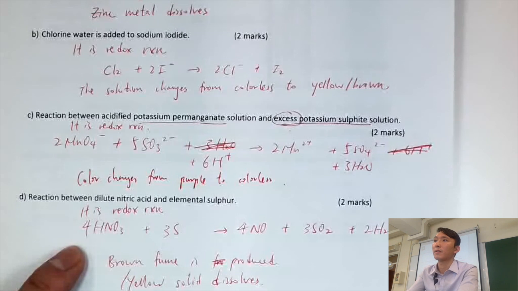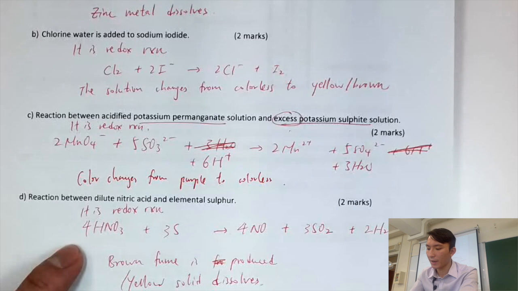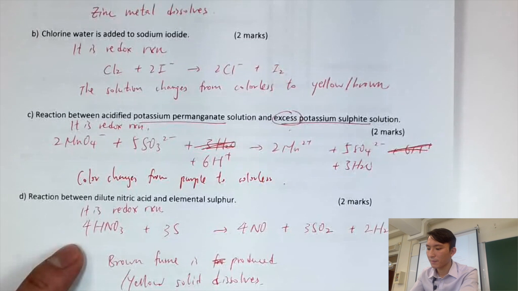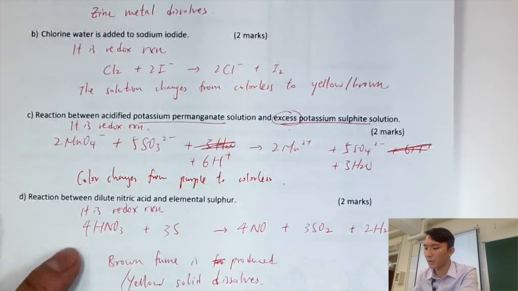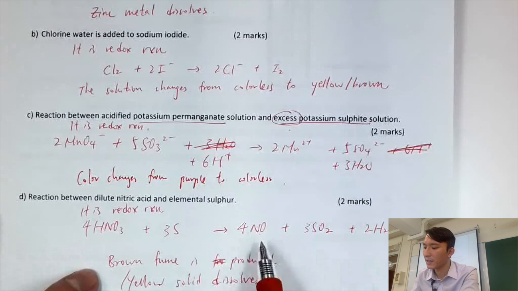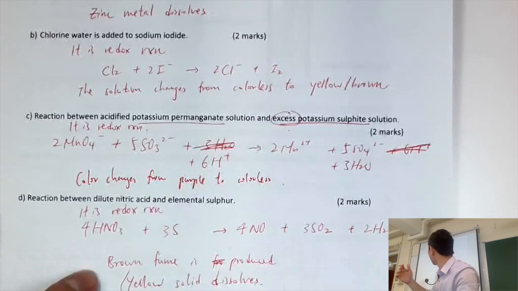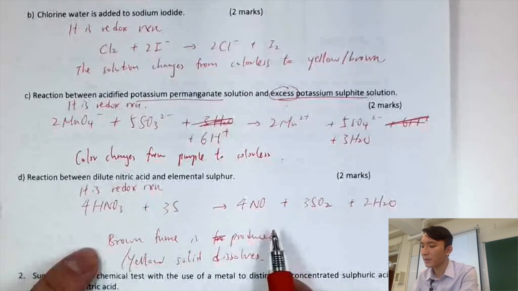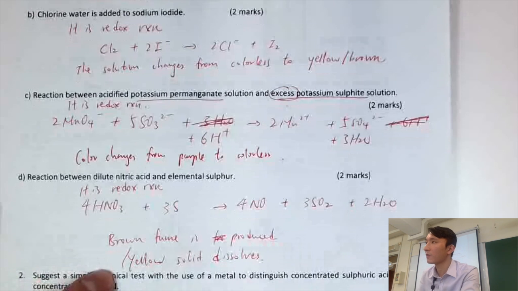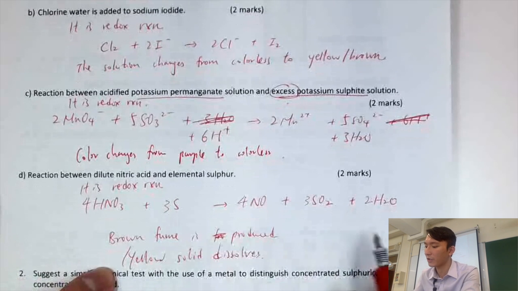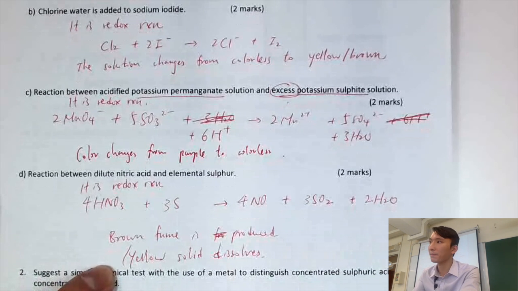I said only conc. I mean, did I say no reaction with dilute nitric acid? So I think that should be a reaction. Okay, maybe slower. Okay, but still be a reaction. Okay. So we produce SO2 and NO. So you can say brown film because now NO by itself is colorless, but it can further oxidize to form NO2. Or you can say yellow solid dissolves because sulfur is yellow in color. So after the reaction, it dissolves. Okay.